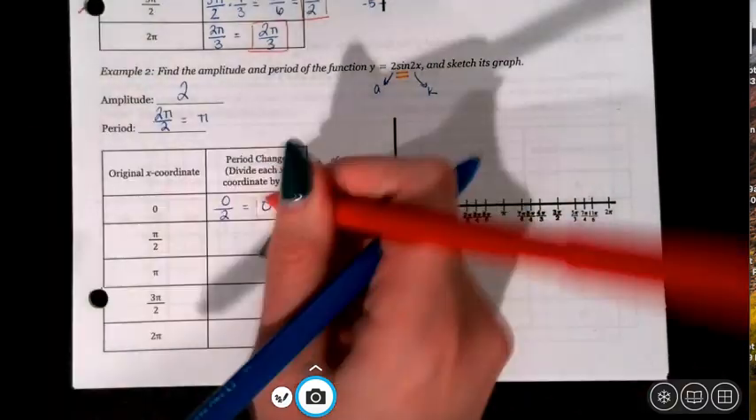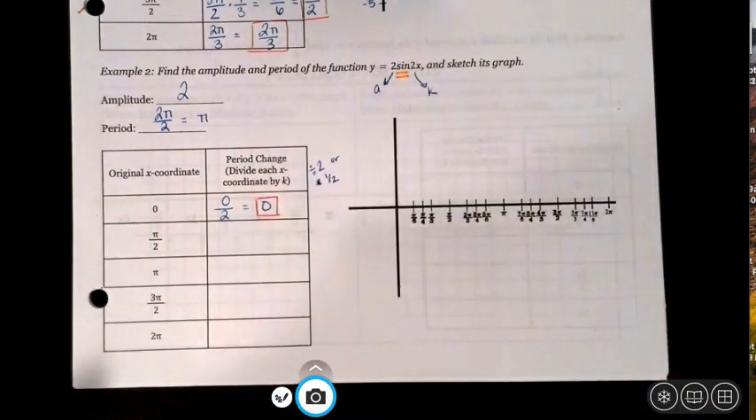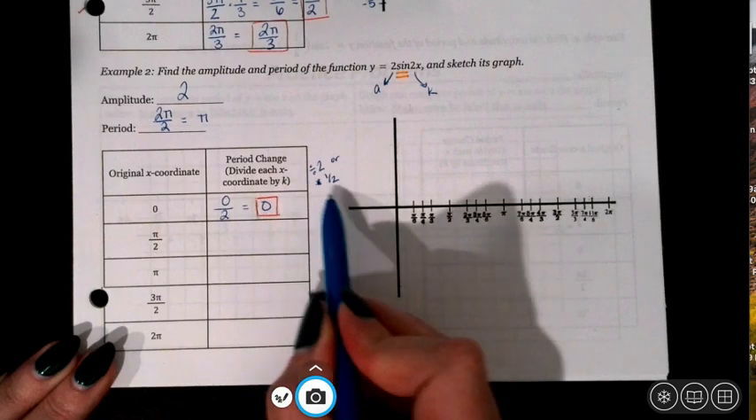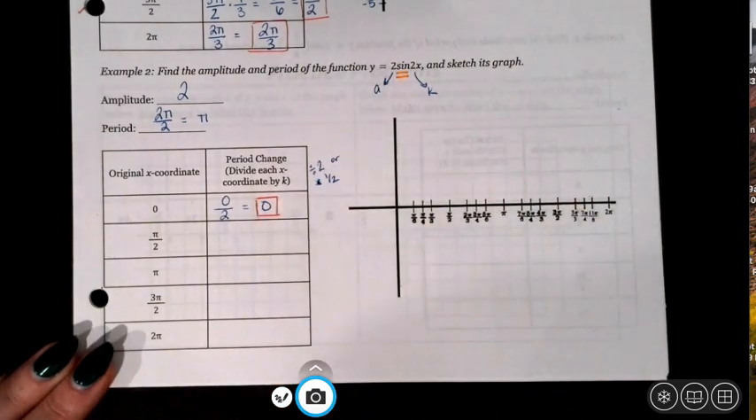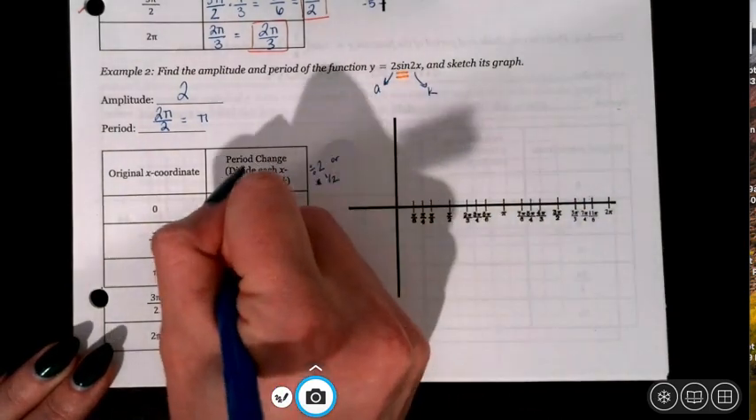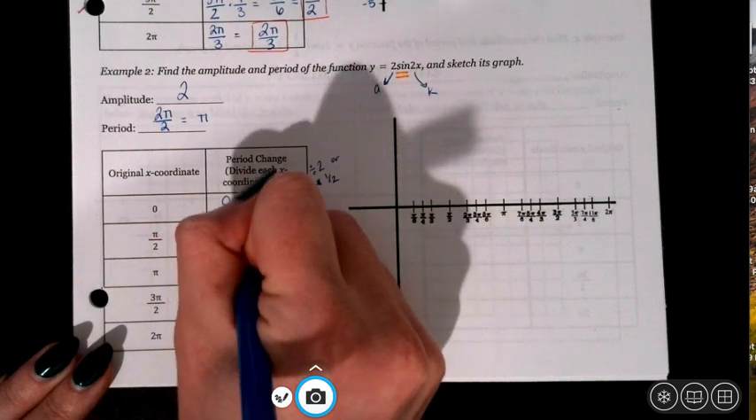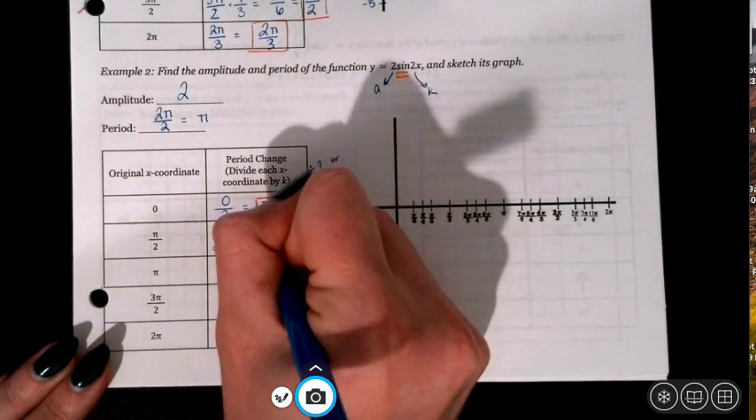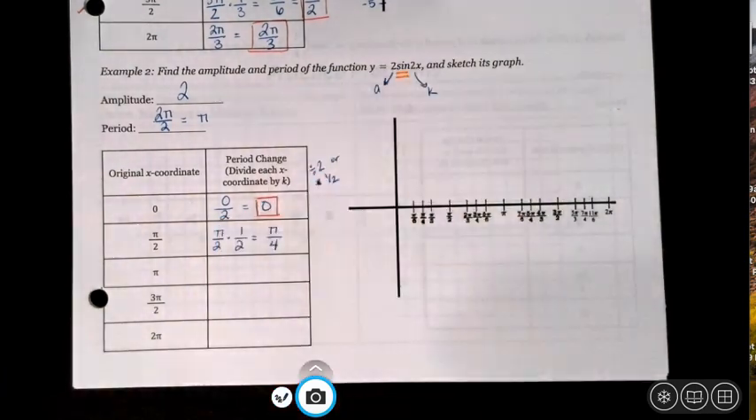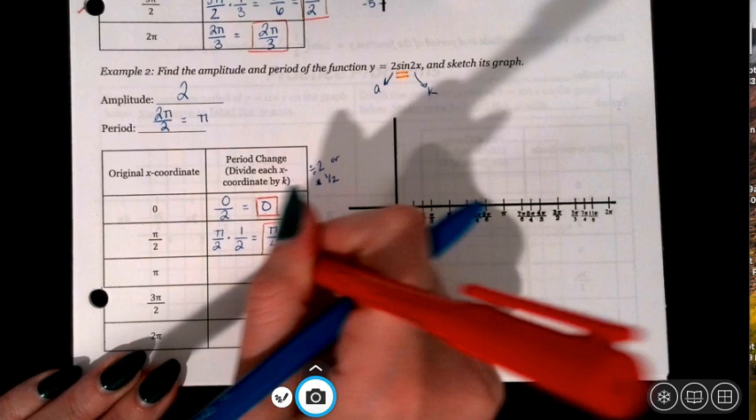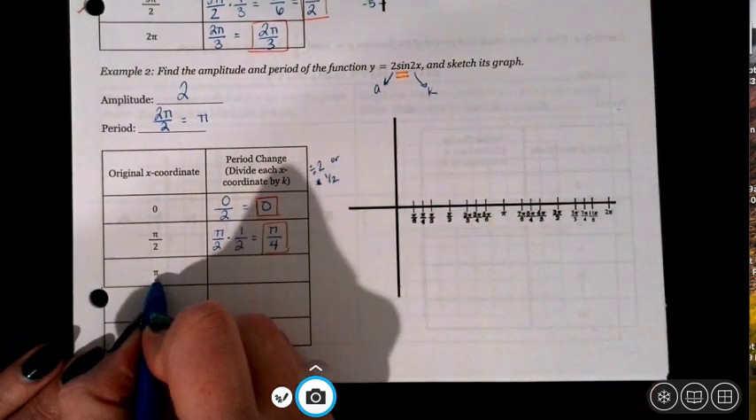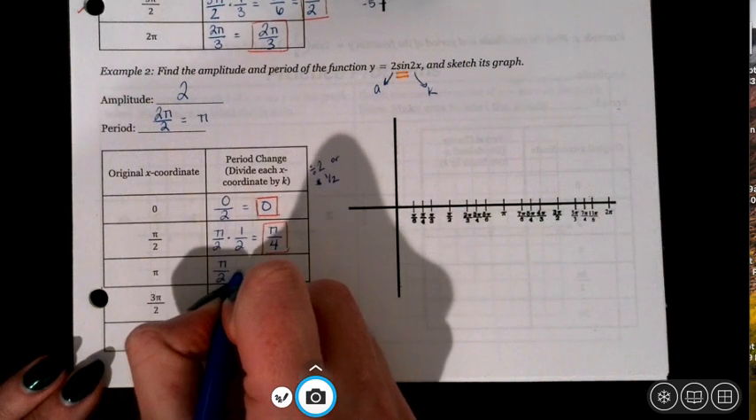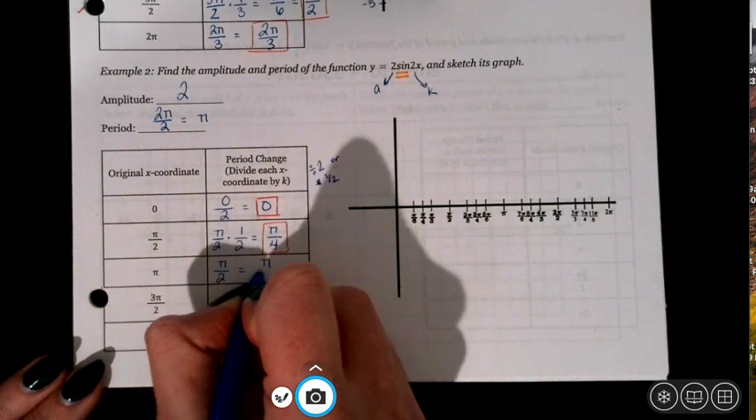Hold on. My red pen works. Then I have pi over 2. Since this is a fraction, I'm going to do the multiply by 1/2. I apologize for my cat, if you heard that. When I do that, I multiply straight across, so I have pi over 4. That is already simplified. Then I have pi. Since that is not a fraction, I'm just doing the divided by 2 option, so that gives me pi over 2.